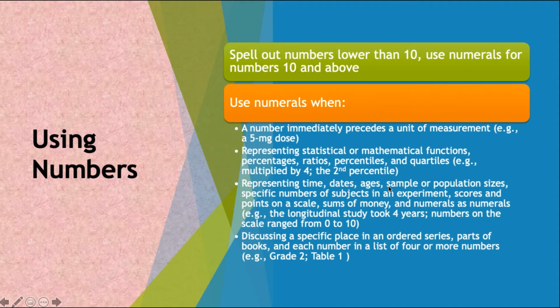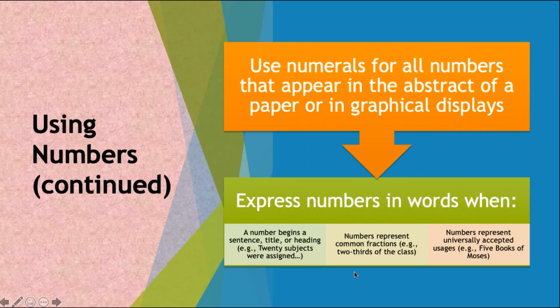Use numerals when representing time, dates, ages, sample and population size, specific number of subjects in an experiment, scores, a point on a scale, a sum of money, and numerals as numerals. For example, the longitudinal study took 4 years. The numbers on the scale range from 0 to 10. Also use numerals for a specific place in an ordered series, parts of books, and each number in a list of four or more numbers. Example, grade 2, table 1.